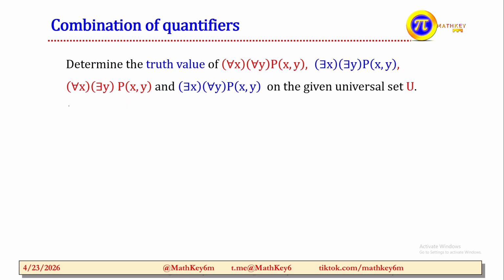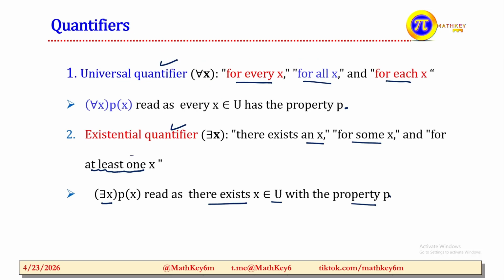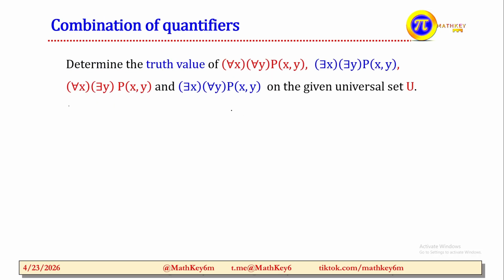The other one is that we can combine quantifiers if we have the proposition P depending on two variables x and y. We can combine them in forms: for all x, for all y, P(x,y). That means every x and every y satisfies the property P in the given universe. Similarly, there exists x, there exists y: there is at least one x and at least one y that satisfies the property P.